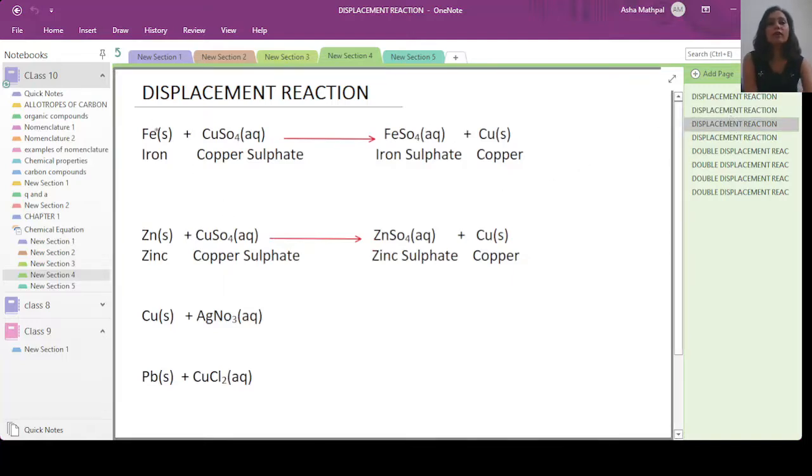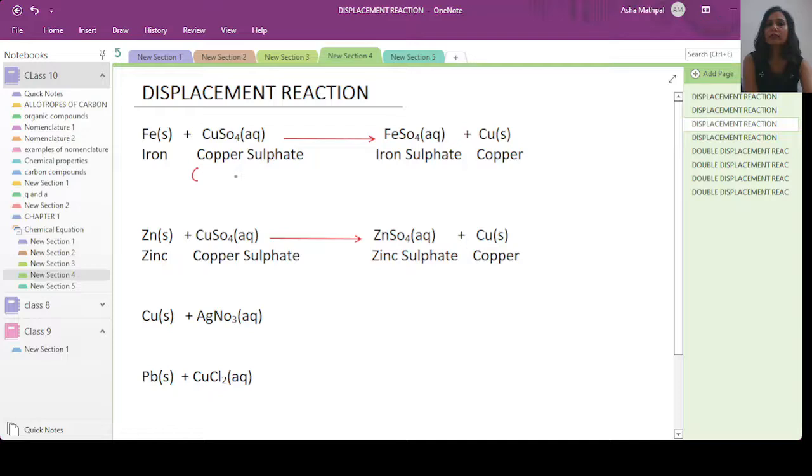Now see, when iron combines with copper sulfate, that is, when you drop a few iron nails in the copper sulfate solution, the solution is blue in color. If you shake it and keep it for some time, after some time you will see that the copper sulfate solution, which is blue in color, has turned green. A light green color will start coming.